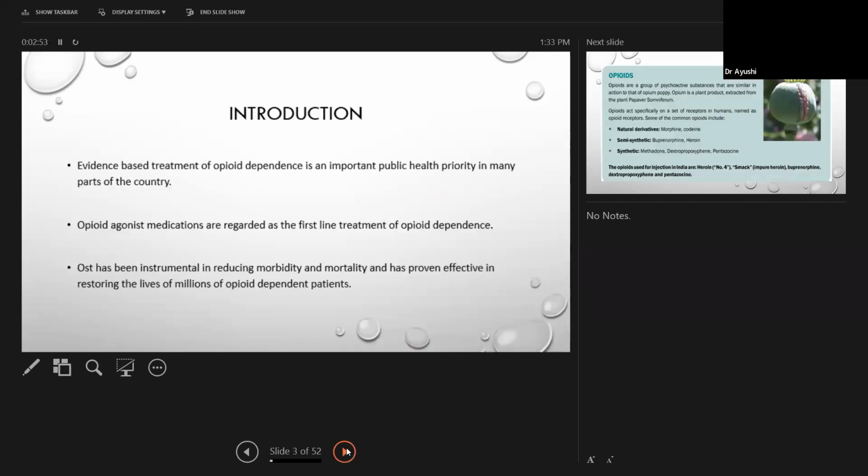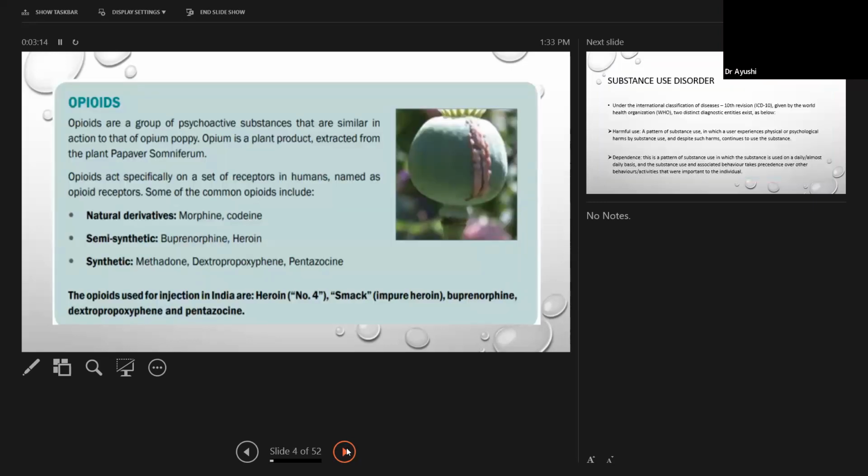Evidence-based treatment of opioid dependence is an important public health priority in many parts of the country. Opioid agonist medications are regarded as the first-line treatment of opioid dependence. Opioid substitution therapy has been instrumental in reducing morbidity and mortality and has proven effective in restoring the lives of millions of opioid-dependent patients. So opioids are a group of psychoactive substances similar in action to that of opium poppy. It is extracted from the plant Papaver somniferum.